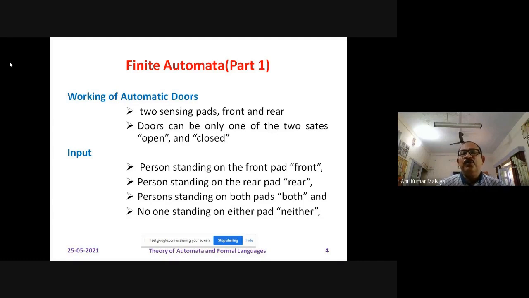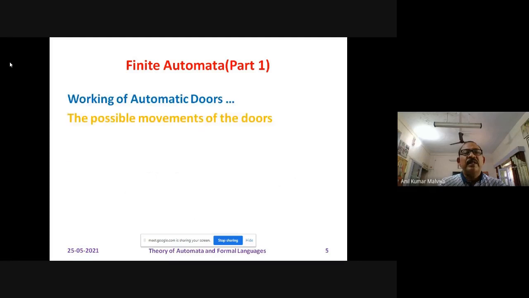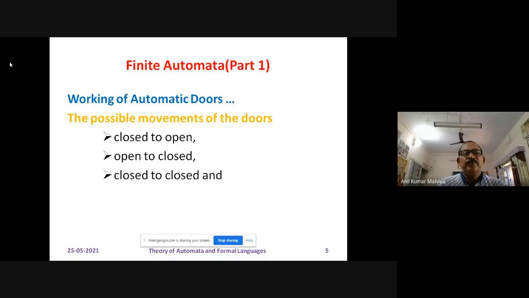So these are the inputs to the automatic doors: front, rear, both, and neither. So these four are the inputs, and the machine swings between open and closed state. It means that it has two states and four inputs. The movements of the doors are closed to open, open to closed, closed to closed, and open to open.